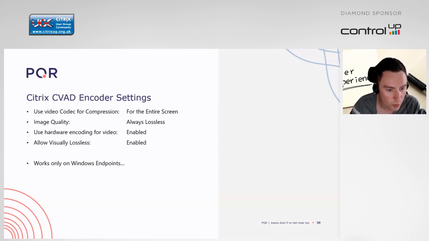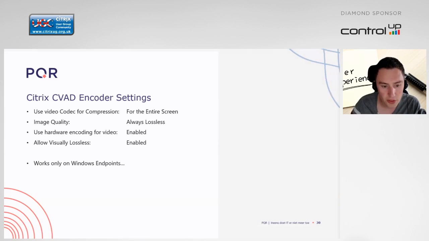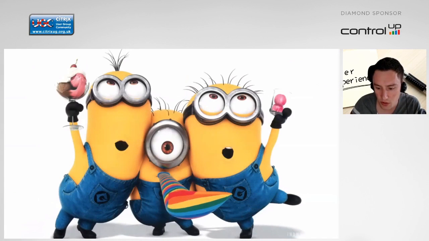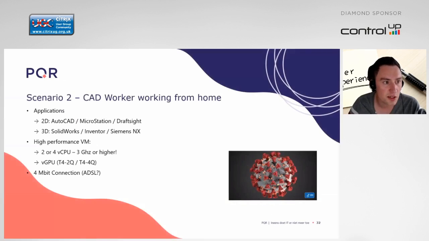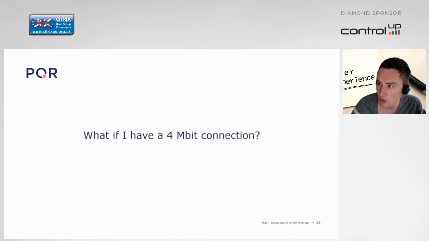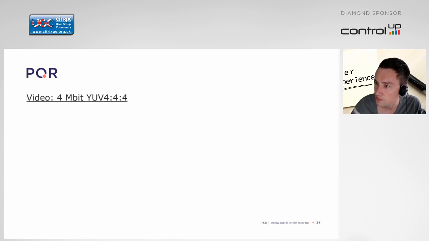But okay, if you have a Windows endpoint, everything is fine, right? So we're very happy. We have happy end users. They have good image quality. But then COVID-19 came around. And now suddenly that worker is working from home with the same setup, but only with a 4 megabit connection because they have ADSL at home. So let's look at the next video how that will work if you only have a 4 megabit connection.